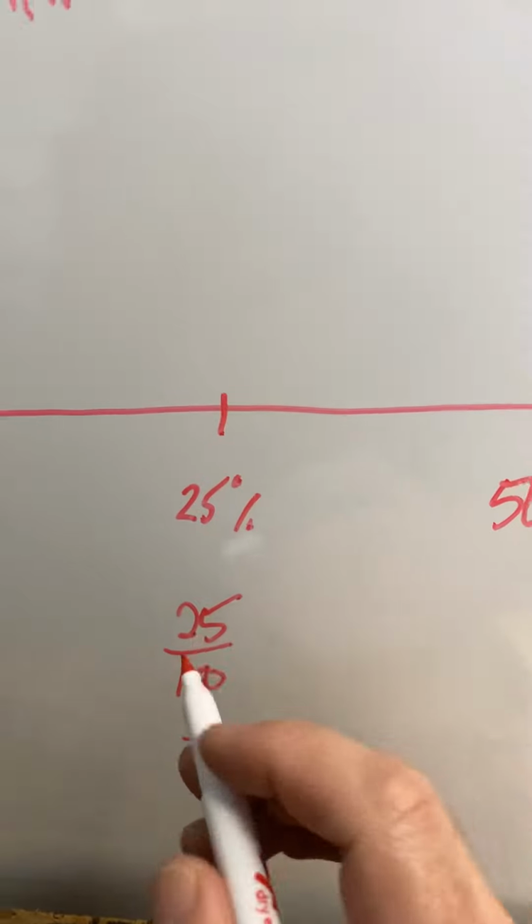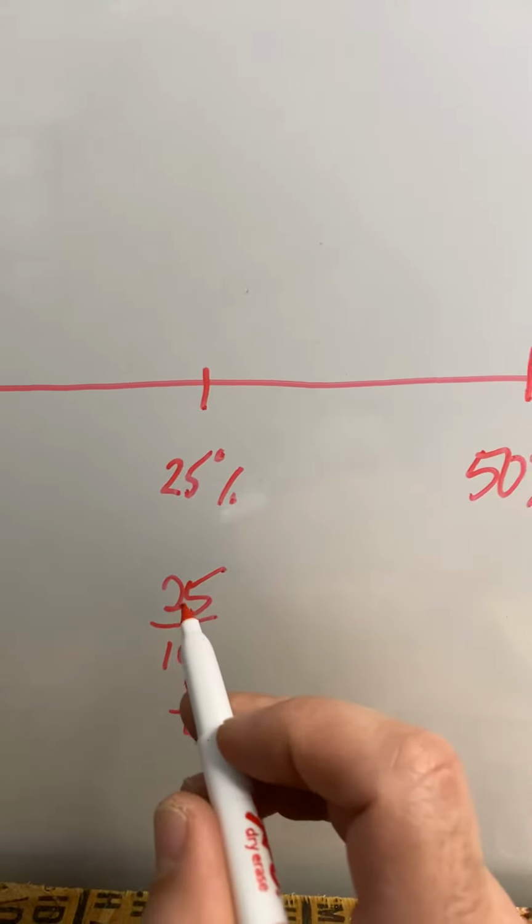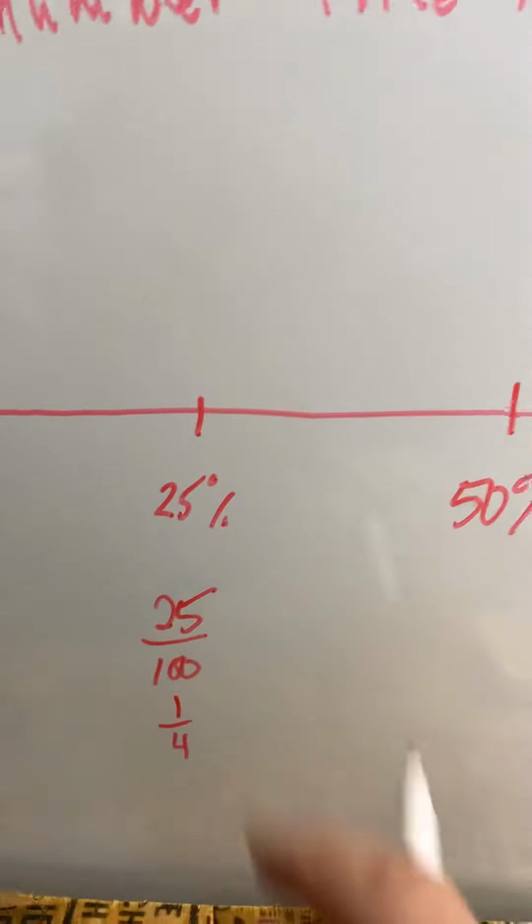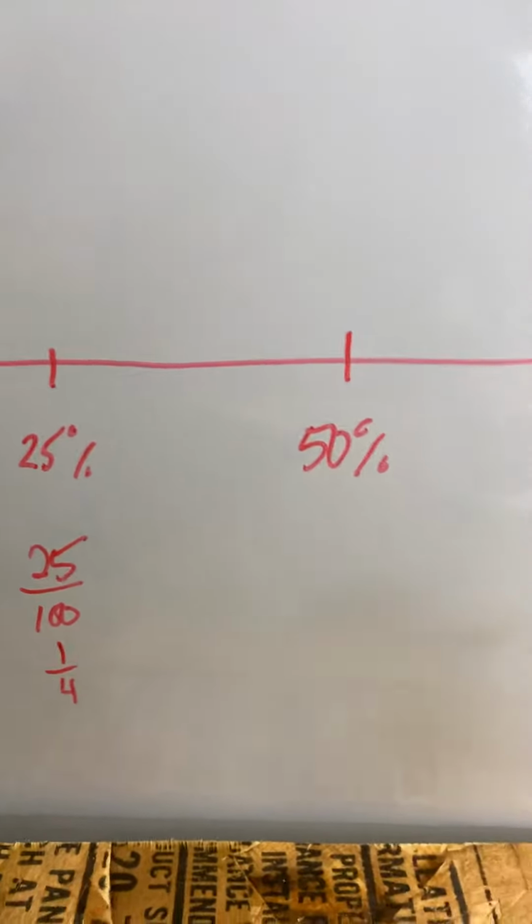Think about this. How many quarters? 25 cents is a quarter, right? How many quarters can you get into a dollar? 4, 1/4. That's a common fraction, something we need to know.